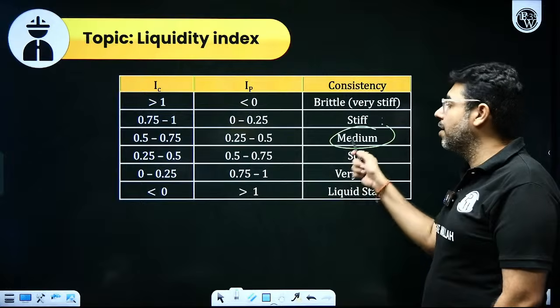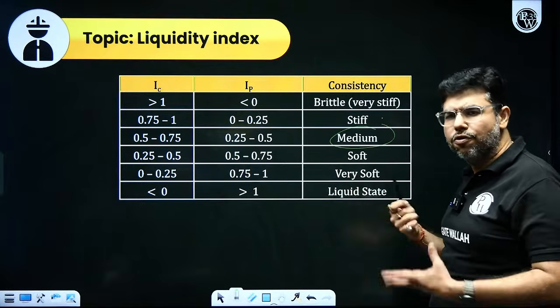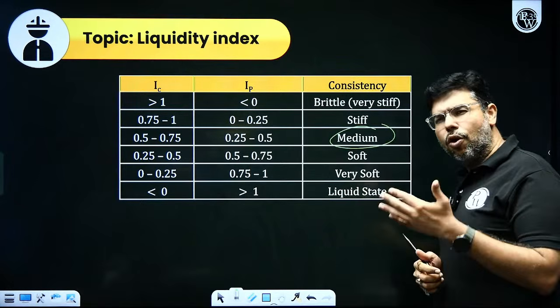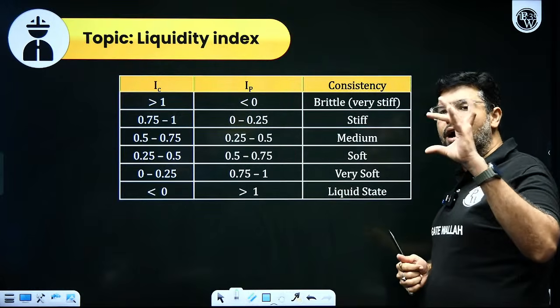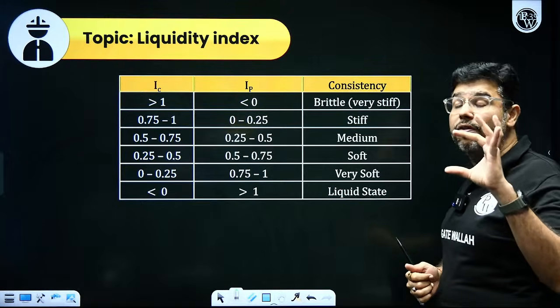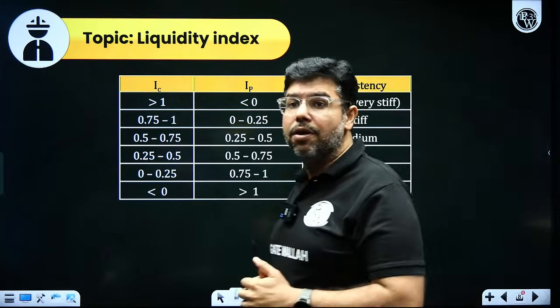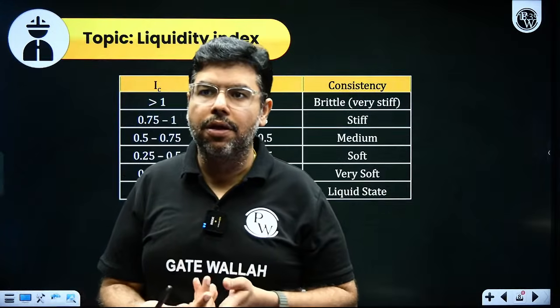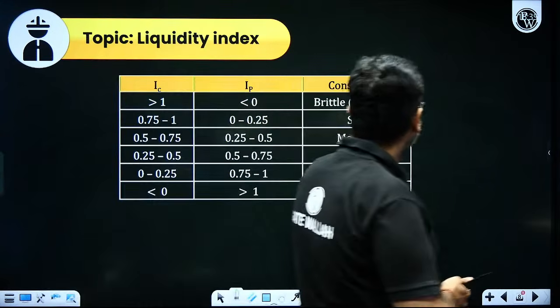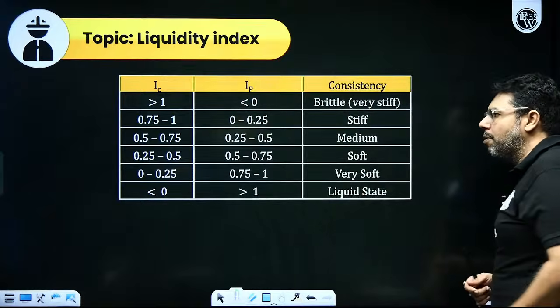See, with medium we never write medium stiff or medium soft, because both are the same. Either you call it medium stiff or you call it medium soft. It's like seeing a glass filled with half water. You can say the glass is half full or half empty, it is one and the same thing. Similarly, medium soft and medium stiff are the same. So, we are writing only medium here.